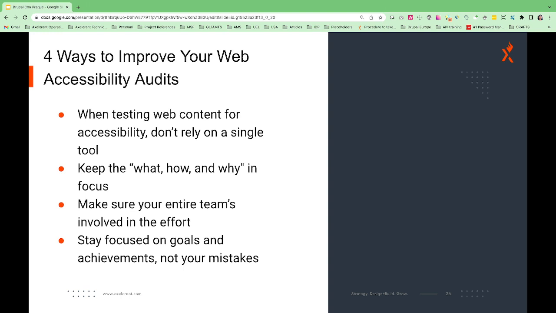Make sure your entire team is involved in the effort. When I say the entire team, it's not only the person testing or the developers. Try to include people with impairments as well. That will help give more input. Stay focused on goals and achievements, not the mistakes. It can happen to everyone. End of day, what we have created should be accessible for everyone. That is the end result we are waiting for.